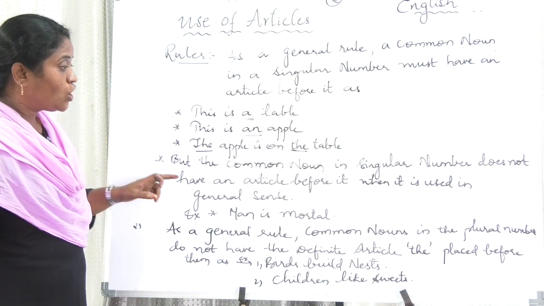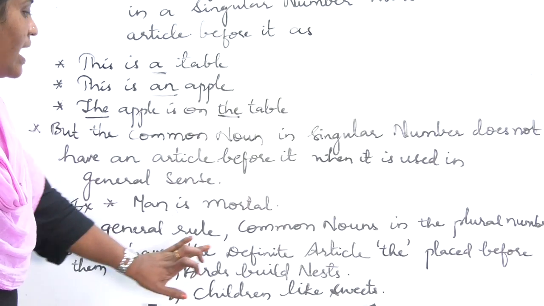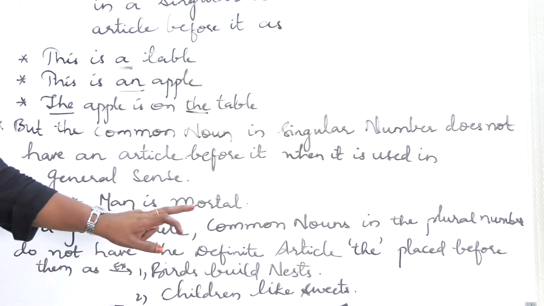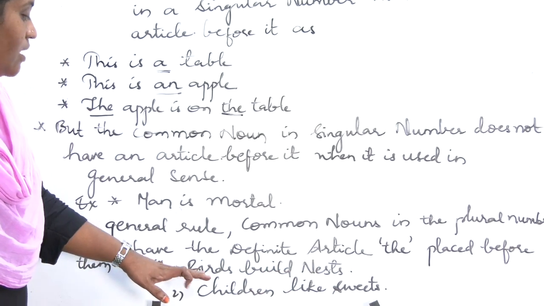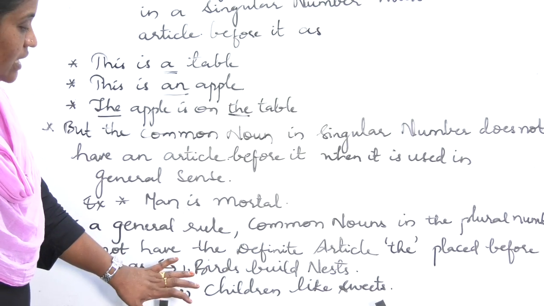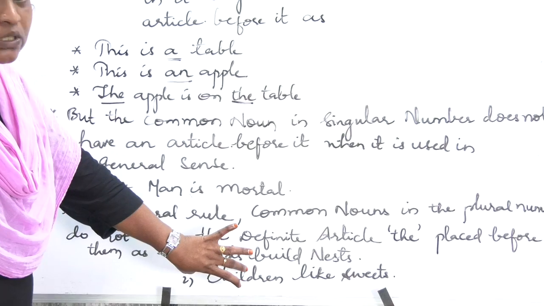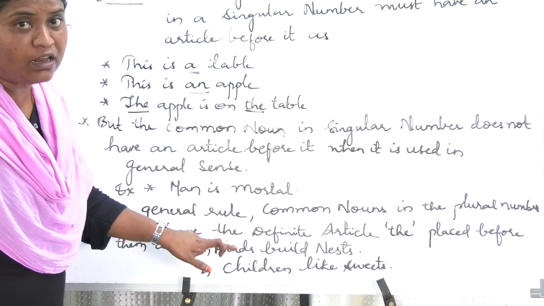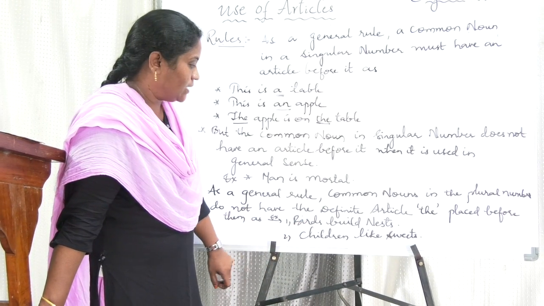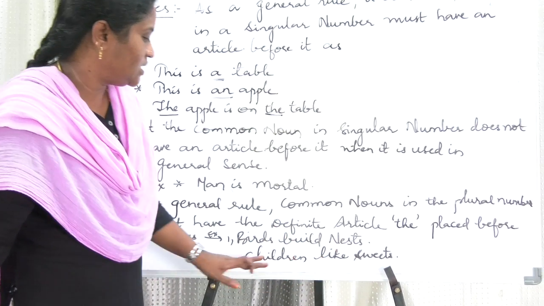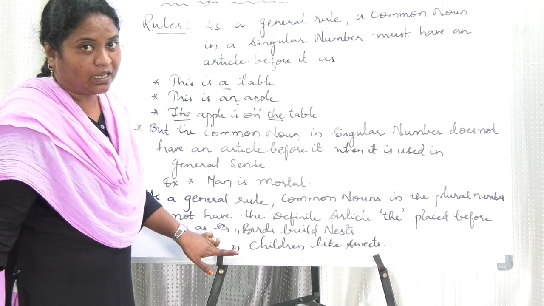Okay, and next, common nouns in the plural number. Common nouns in the plural number do not have the definite article the placed before them, as in birds build nests. See here, birds. These are the definite article, right? Why? Because we are speaking particularly about the birds, right? But here we are not using the article. Why? Because if it is in plural form, we should not use the definite article. In the same way, children like sweets. Children, plural, it is in plural form. That's why we are not using the definite article.